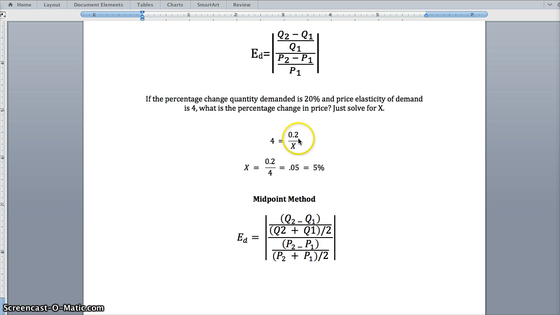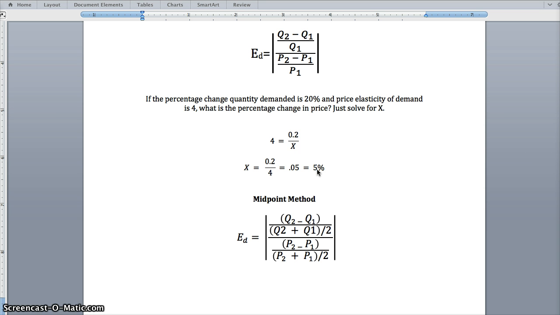I'm going to put it in the decimal form. 20% is obviously 0.2. And then we just need to solve for x, right? We can rearrange this. If we multiply each side by x and divide each side by 4, we can rearrange it in this manner so that we're solving for x. Essentially, we're just swapping these two things. So we wind up with 0.2 divided by 4, which is 0.05 or 5%.